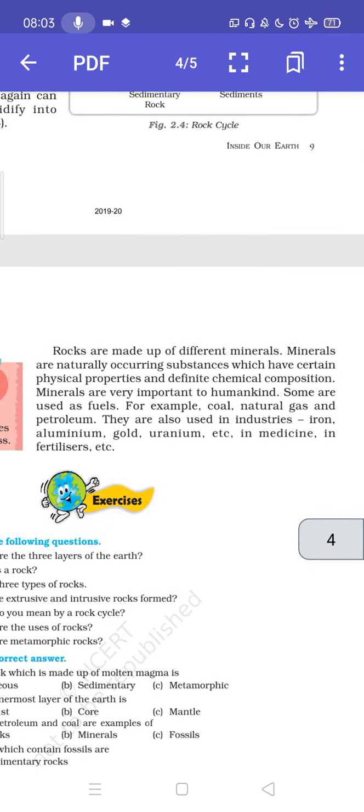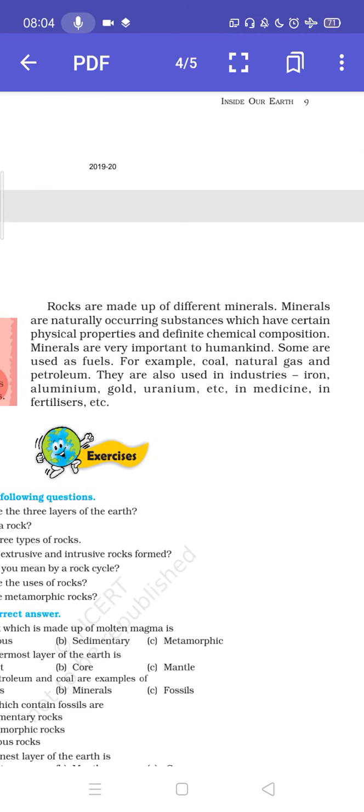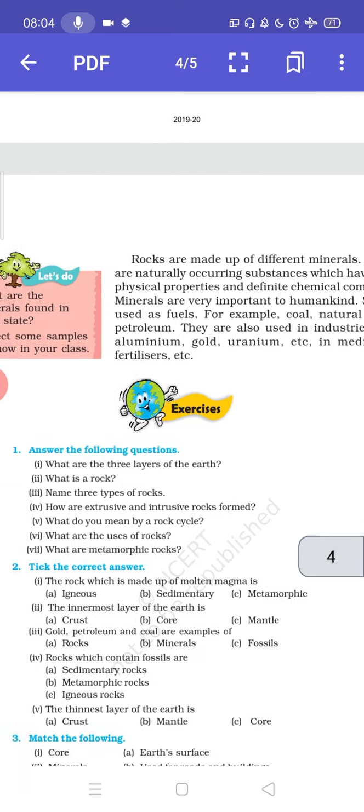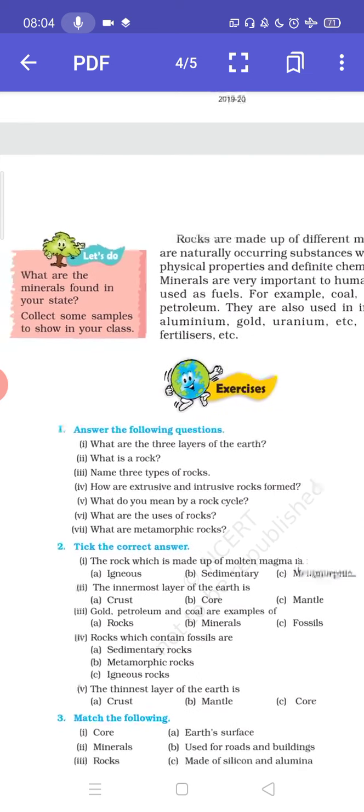Now, rocks are made up of different minerals. Minerals are naturally occurring substances which have certain physical properties and definite chemical composition. Minerals are very important to humankind. Some are used as fuels, for example, coal, natural gas, and petroleum. They are also used in industries: iron, aluminium, gold, uranium, etc. In medicine, in fertilizers. Please do the question answers in your notebook.